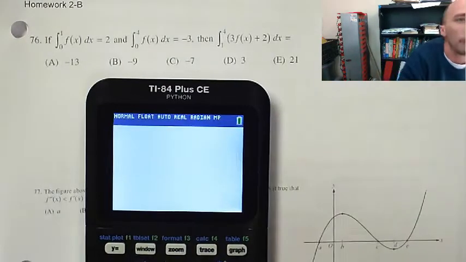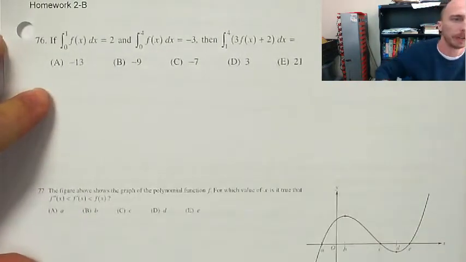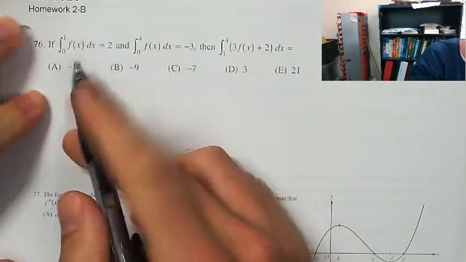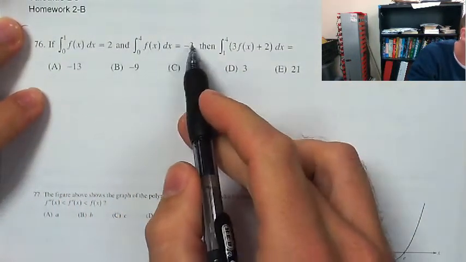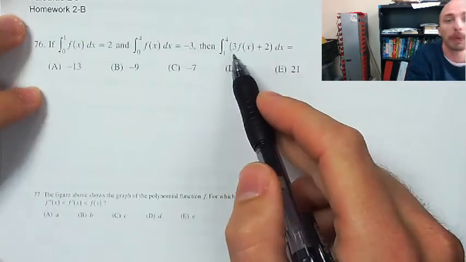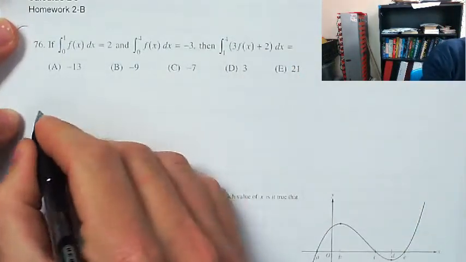All right, so this first one is not going to require the use of a calculator. It says the integral from 0 to 1 of f is 2, the integral from 0 to 4 of f is -3, and then they are going to ask you about the integral between 1 and 4, and so we're going to need to make a little diagram, okay?